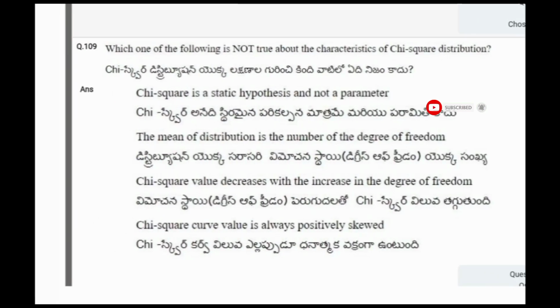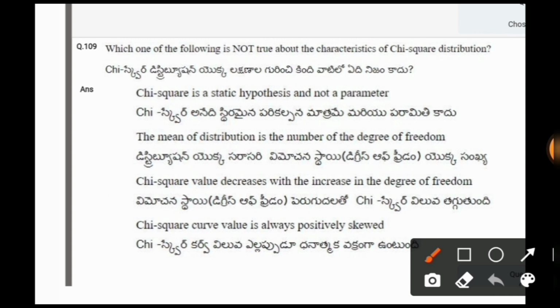Next question. Which one of the following is not true about the characteristics of chi-square distribution? So the options are, chi-square is a statistic and not a parameter. The mean of distribution is the number of the degrees of freedom. Chi-square value decreases with the increase in the degrees of freedom. Chi-square curve is always positively skewed. So the correct option is the third one, that is chi-square value decreases with the increase in the degrees of freedom.